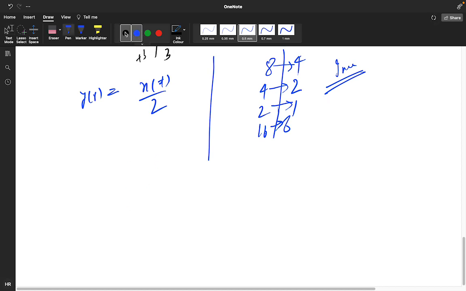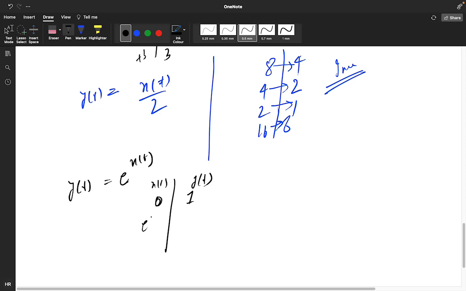Same, another example, y of t is equal to e power x of t. So x of t is my input, this is my y of t. If I apply x of t as 2, I will get e power 2. If I apply x of t as 3, I will get e cube. So this is one to one mapping. So invertible.